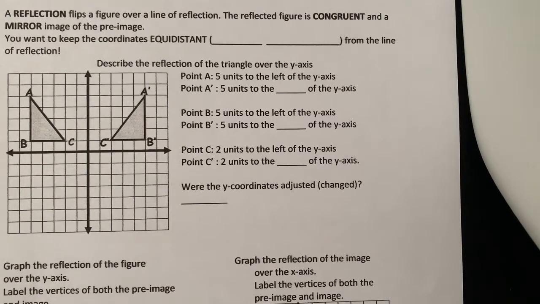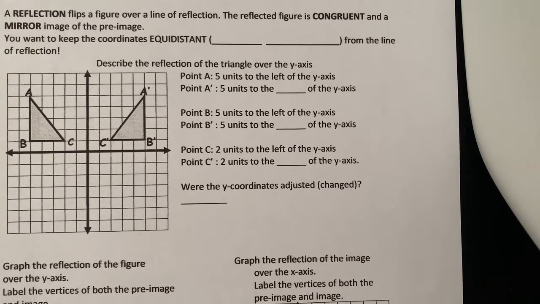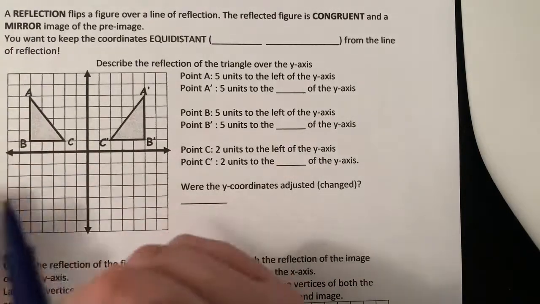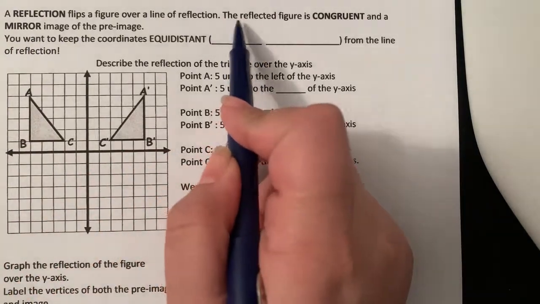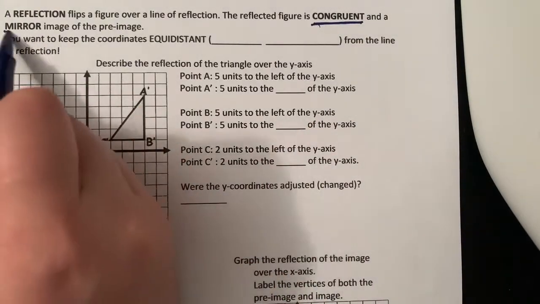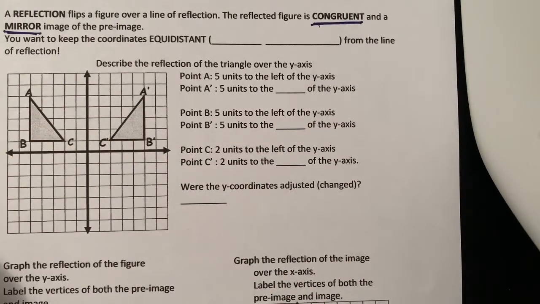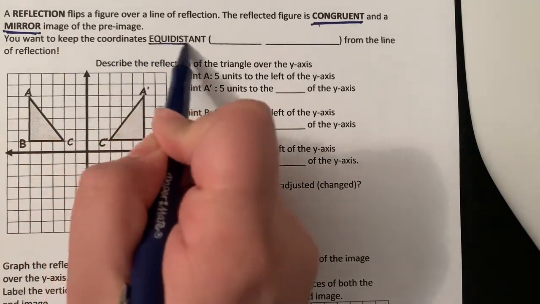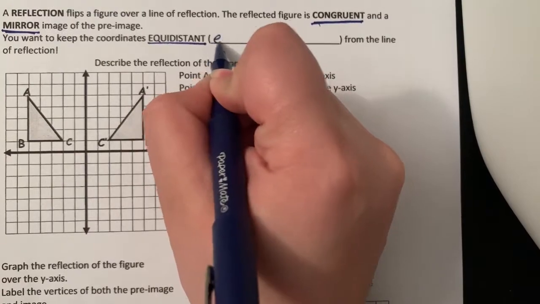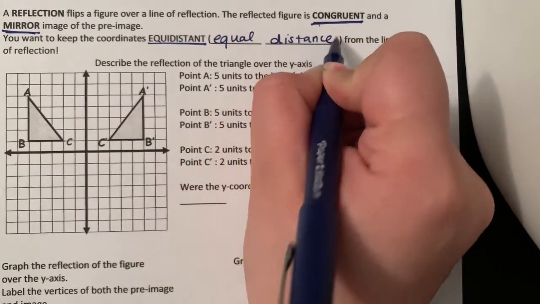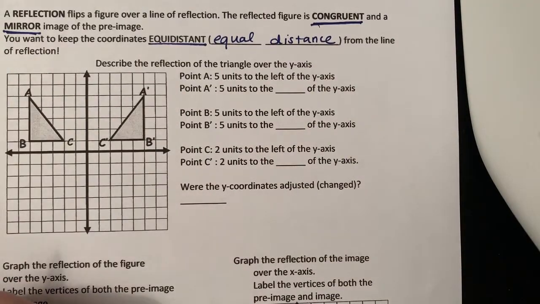The last transformation we are talking about in this unit is reflections. So reflection flips a figure over a line of reflection. That is something we will tell you. The reflected figure is congruent, which we know means the same, and a mirror image of the pre-image. We want to keep the coordinates equidistant, and equidistance is just a fancy way of saying equal distance from our line of reflection.